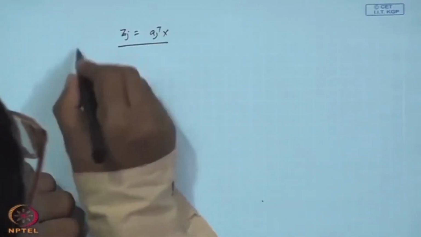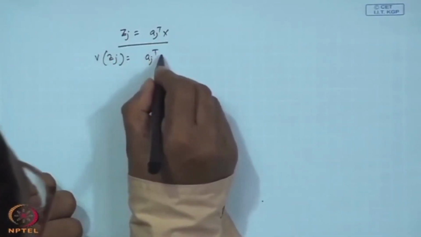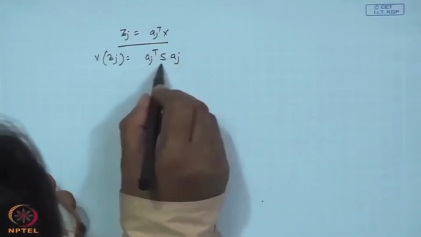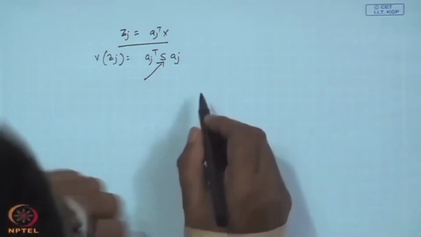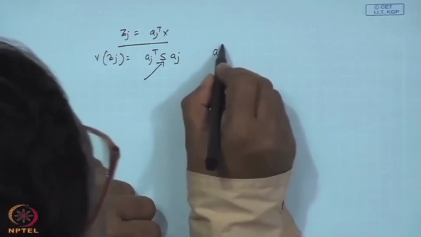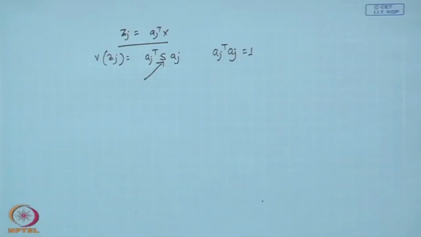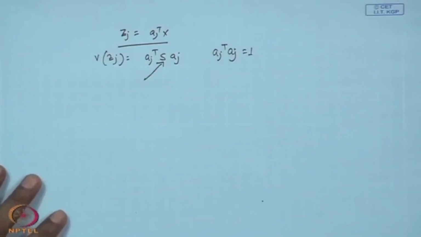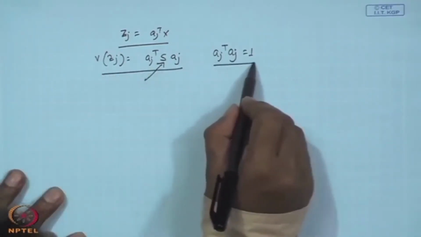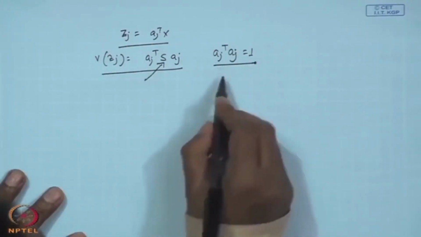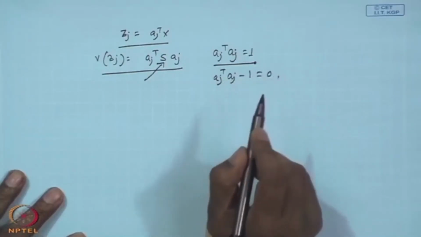We want to maximize the variability, which is Aj transpose S Aj. Now, I am using the sample covariance matrix, subject to the condition that Aj transpose Aj equals 1, correct. So we have two things: first, we want to maximize this, and second, we have this constraint. This second one I can write as Aj transpose Aj minus 1 equal to 0.